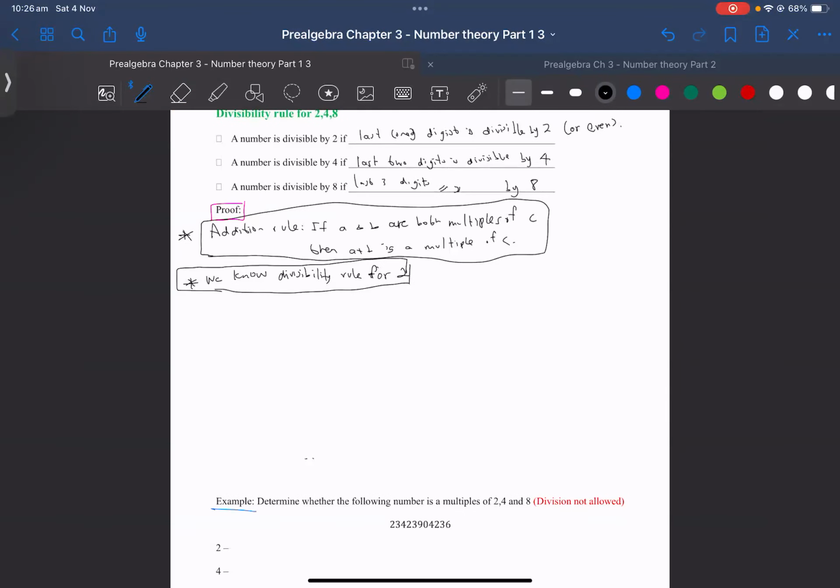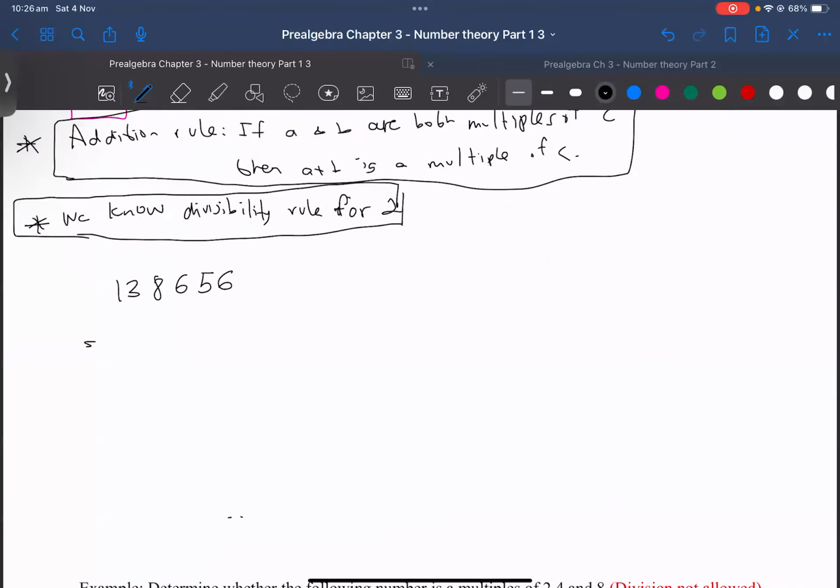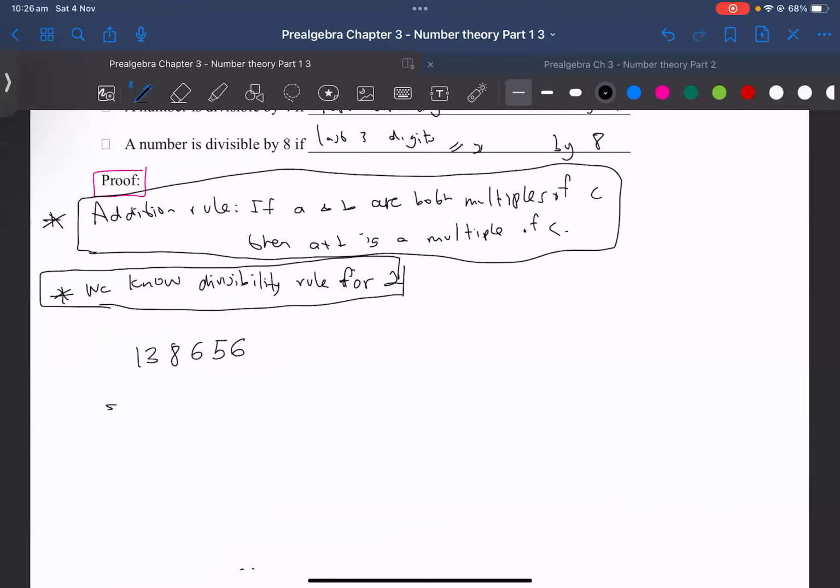So if I give you a number like 138656, if I want to check if it's divisible by 4, I'm going to split the number into this: 138600 plus 56. My question to you is, is this divisible by 4?